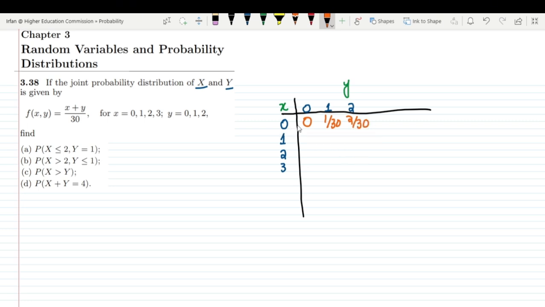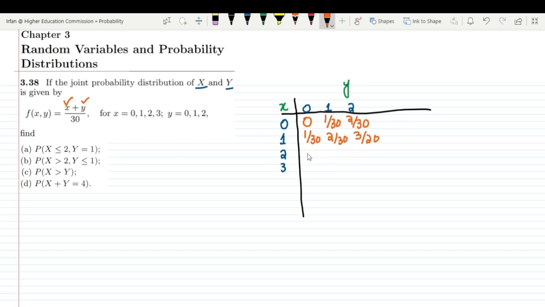Okay, so these are all the values for x equal to 0, while all the values for y are 0, 1, 2. Similarly, for x equal to 1 and y equal to 0, this would be 1 plus 0 divided by 30. So, this would be 1 by 30. Similarly, here it will be 2 by 30. Okay, and here we will have 3 by 30. You know why? Because putting the value of x here, which are on the vertical axis, and on the horizontal we have the values of y, and using this formula we can find out these probabilities.